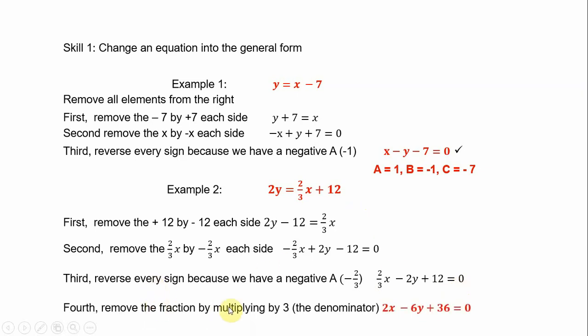Then the extra step to remove the fraction, and you do that by multiplying by the denominator 3. So 2/3 x times 3 is 2x. Minus 2y is -6y. Plus 12 times 3, plus 36. 0 times 3 is still 0. Now it's good. A is 2 positive, that's fine. B is negative 6, also fine. C is plus 36.